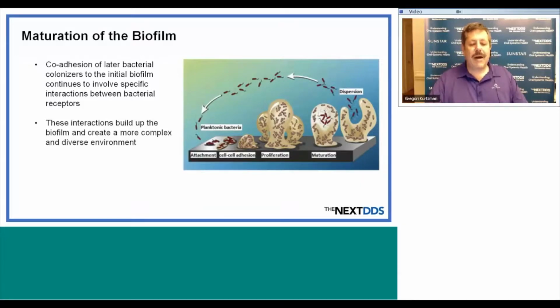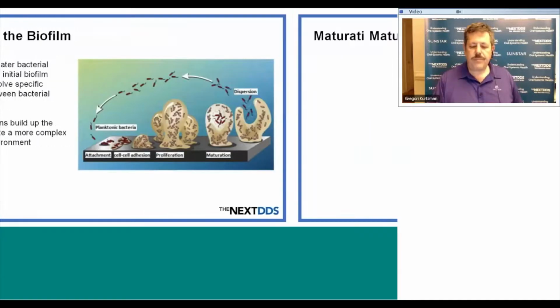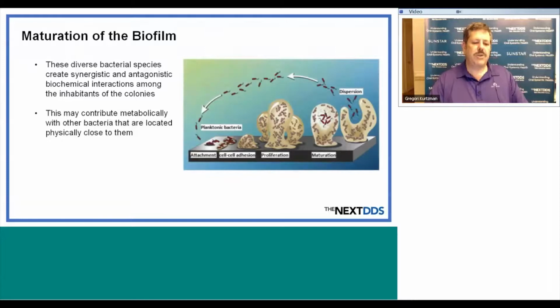Co-adhesion of later bacterial colonizers in the initial biofilm continues to involve specific interactions between bacterial receptors. Those interactions build up the biofilm and create a more complex and diverse environment. And these diverse bacterial species create synergistic and antagonistic biochemical interactions among the inhabitants of the colonies. This may contribute metabolically with other bacteria that are located physically close to them.